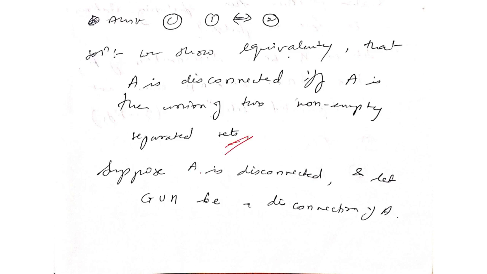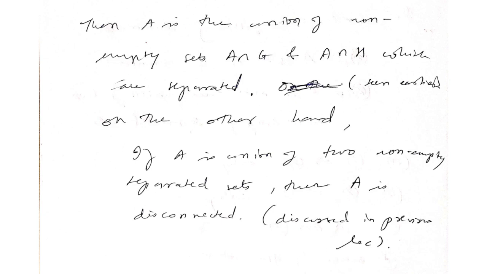So suppose first that A is disconnected. Let G union H be a disconnection of A. Then you can write A as the union of the non-empty sets A intersection G and A intersection H, which are separated. We have seen just earlier, in the previous example, that these form a separation. On the other hand, if A is the union of two non-empty separated sets, then A is disconnected. This statement we proved in the last lecture.